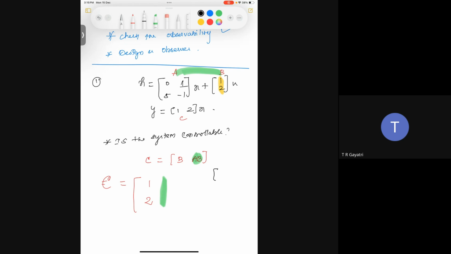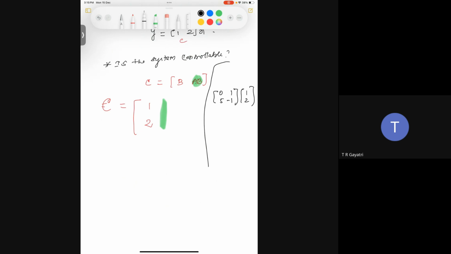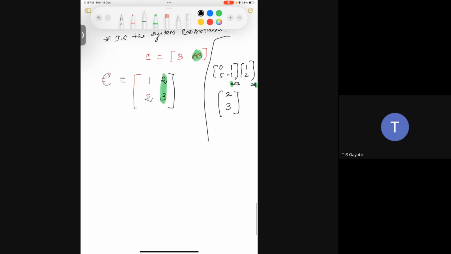So A into B, what will it give? A is 0, 1, 5, minus 1, into B, which is 1, 2. So this will give me 0 into 1, 0, 2. This is a 2 cross 2 matrix, this is a 2 cross 1 matrix. So I should get a 2 cross 1 matrix, the outer product. That is the answer you will get when you multiply. That you would know, I hope. 5 into 1, 5. 1 into minus 1 into 2, minus 2, 3. If I make any mistake, let me know. Okay, this is my controllability matrix.